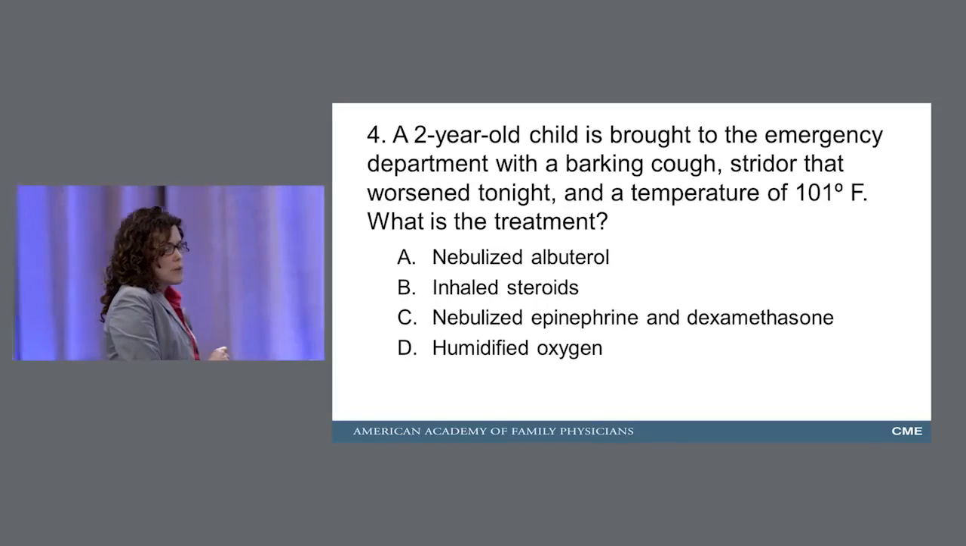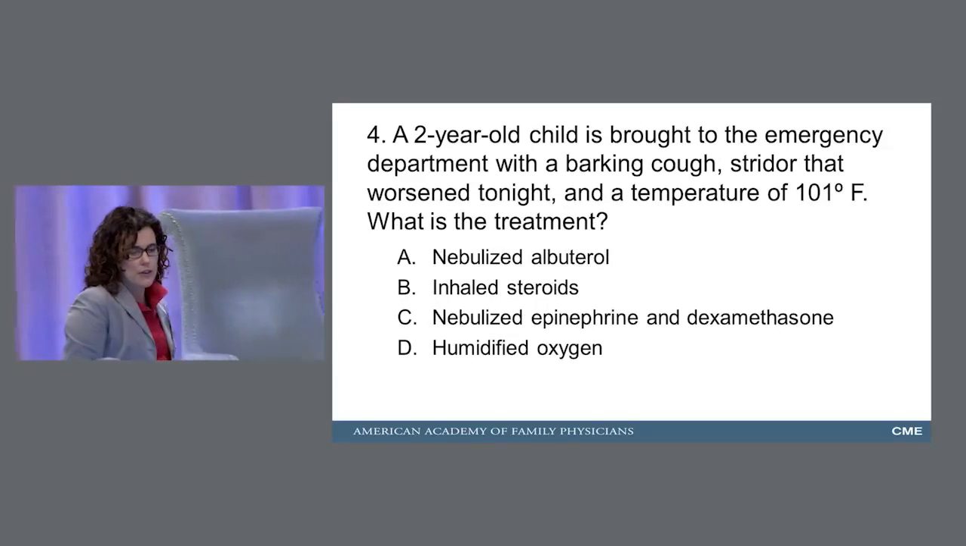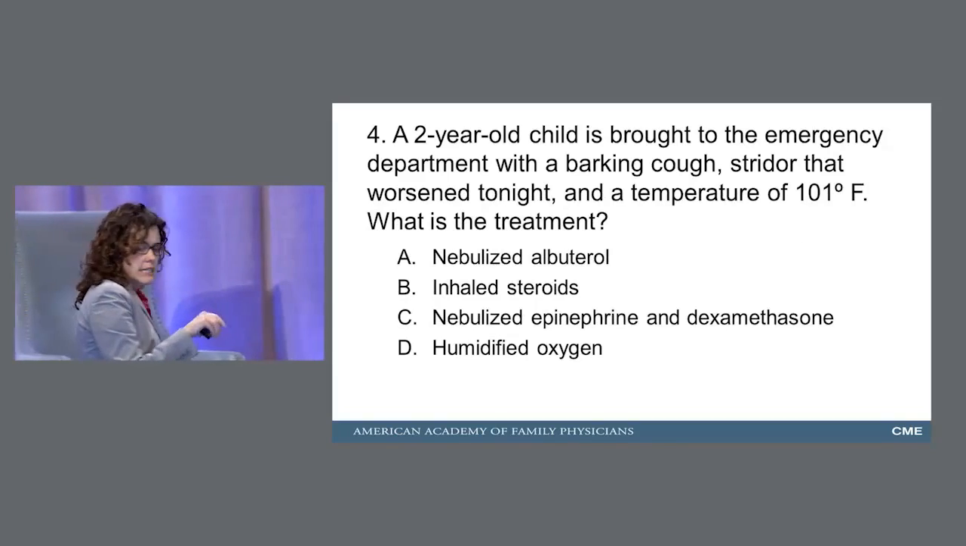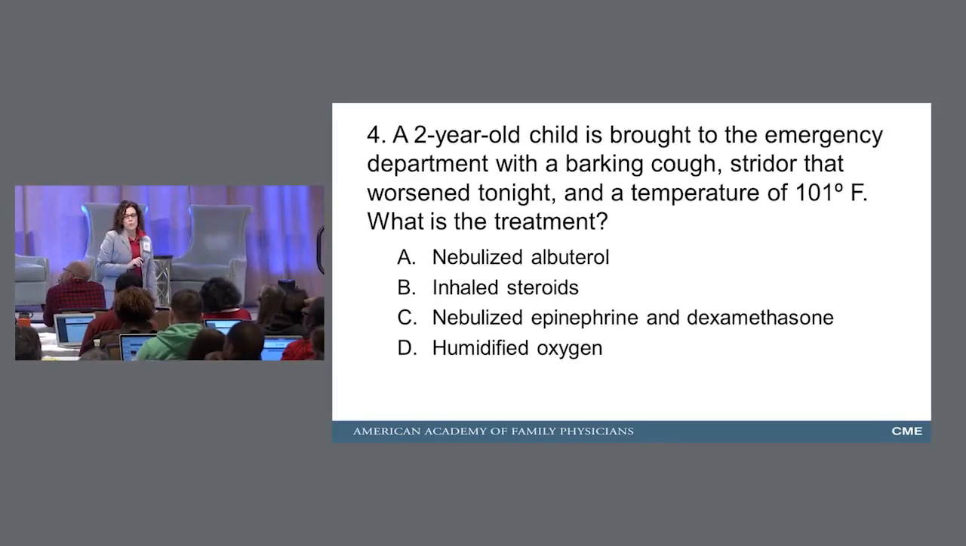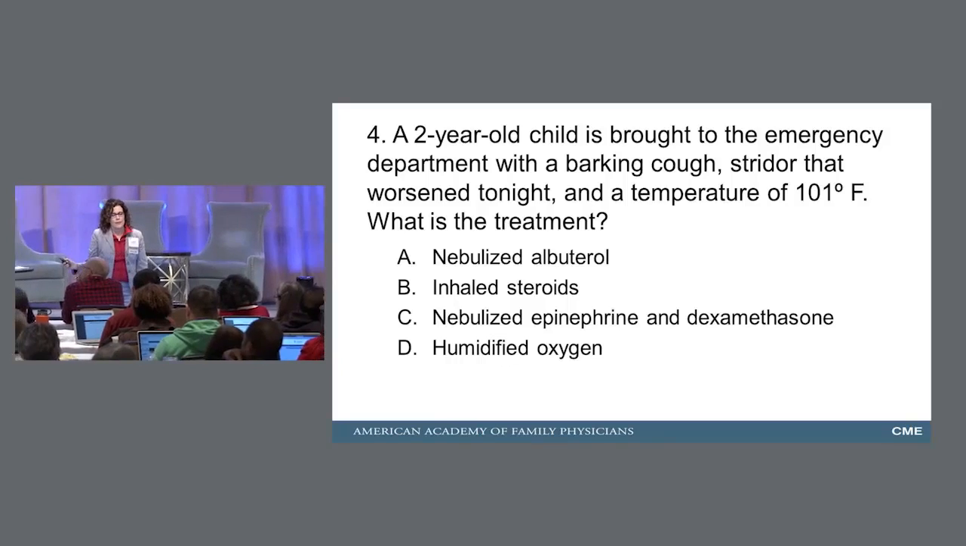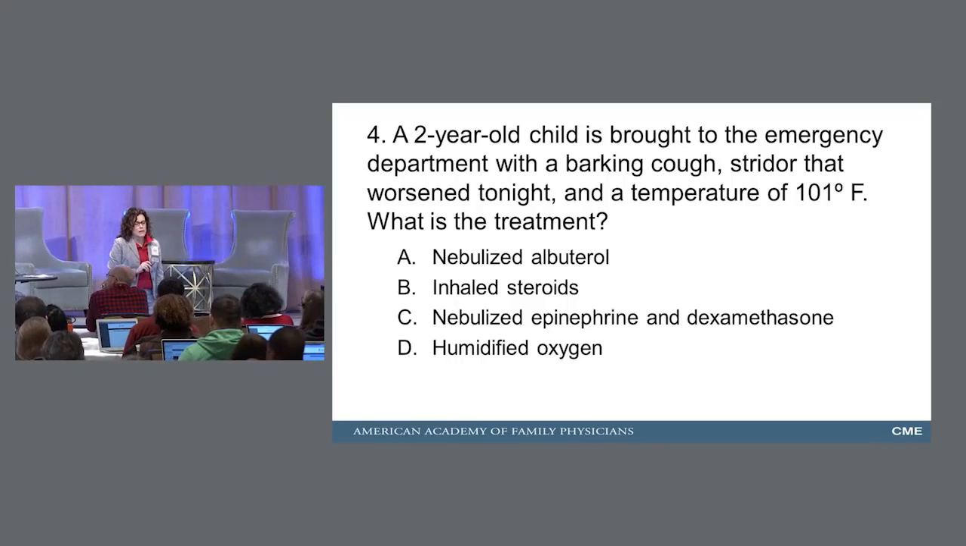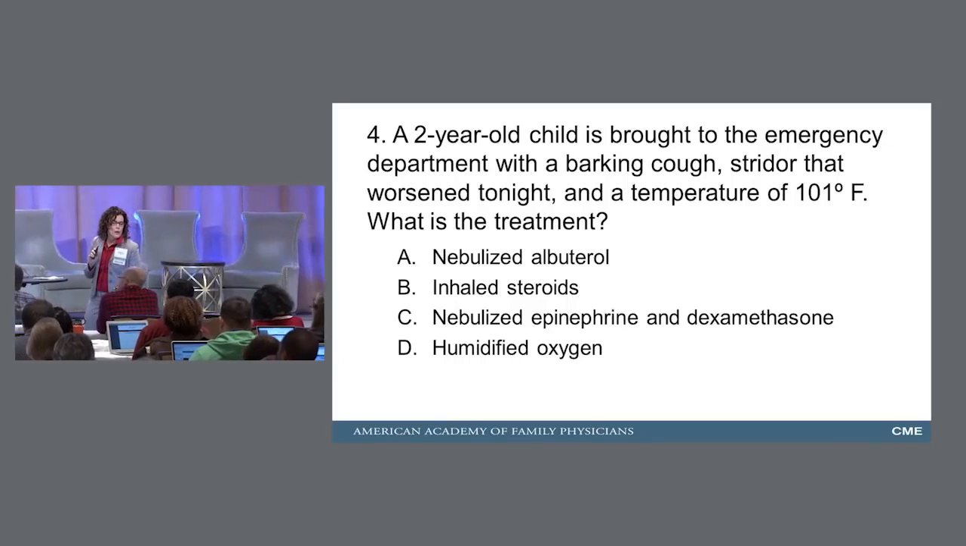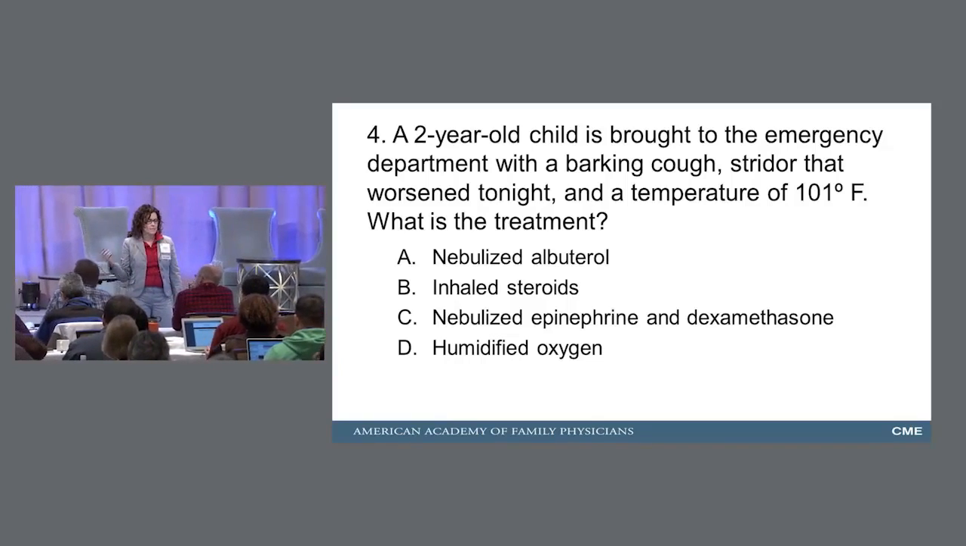A 2-year-old child is brought to the emergency department with a barking cough, stridor, that worsened tonight, and a temperature of 101. What is the treatment? A, nebulized albuterol. B, inhaled steroids. C, nebulized epinephrine and dexamethasone. Or D, humidified oxygen.